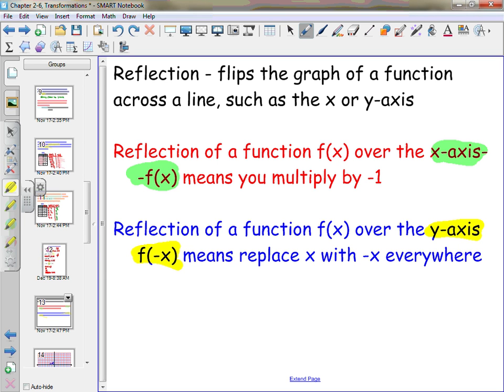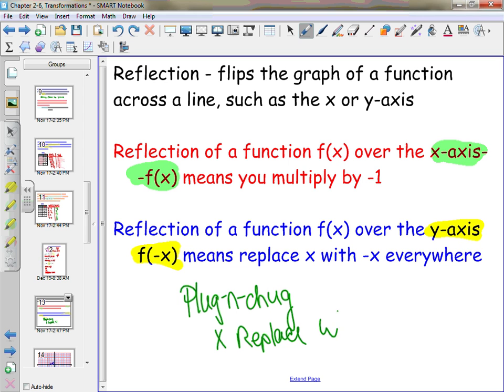Every place you see an x, instead of having x, you're replacing it with what value? -x, because that's what it means to evaluate a function. That means you're doing plug and chug here. Every place you see an x, you're going to replace it with -x. So every place I see an x, I replace with -x. That's what it means to be a reflection over the y-axis. Okay?